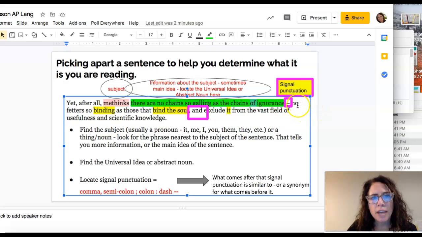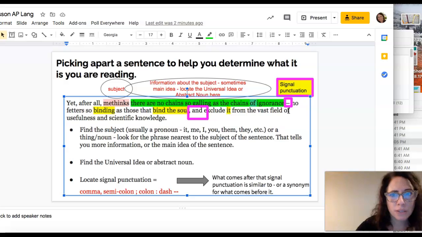So the next thing we want to do, we found the universal idea or abstract noun. Now we need to locate signal punctuation. And again, this is a comma, this is a dash, this is a colon or semicolon. In this case, it is the dash.